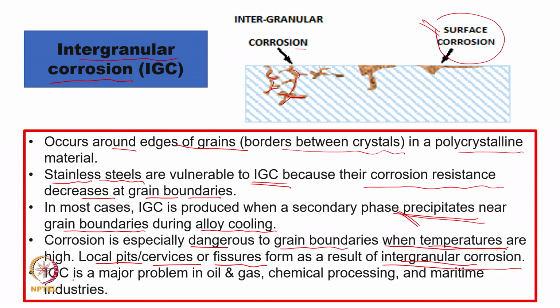Now, why have we been using this word again and again? We say IGC is a major problem in many important industries, like the oil and gas industry, chemical processing, and the water-related or maritime industries. When we think about ships, boats, or maybe robots, we need to think about IGC, because it finds some sort of weak boundaries, and then corrosion will occur across those boundaries.